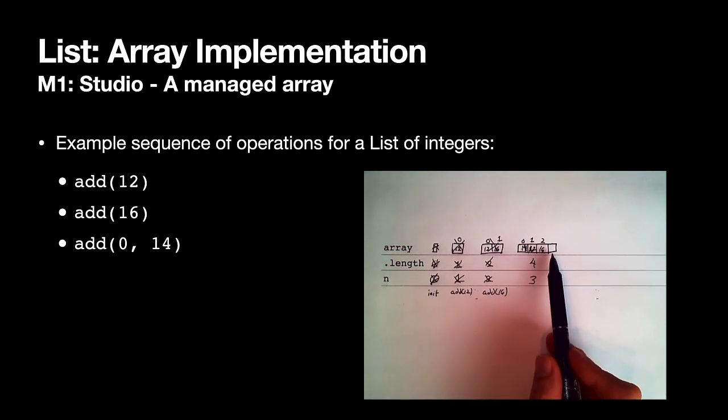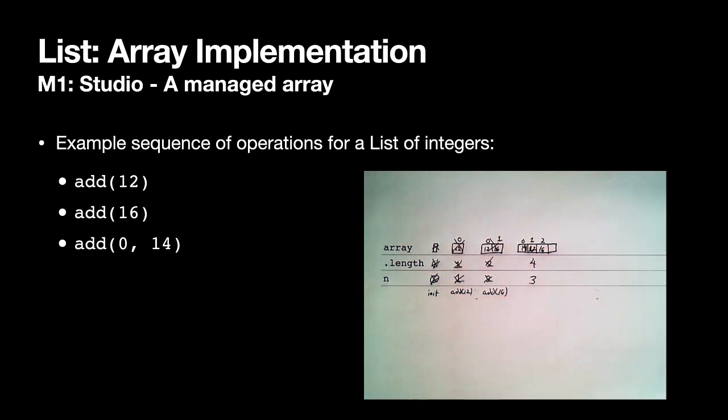Okay, at this point, I still have capacity for one more item. If I wanted to do another append and add on to the end of this, I already have space and I wouldn't need to create a new array. Oh, but that's not our next operation. Our next operation is a remove operation.